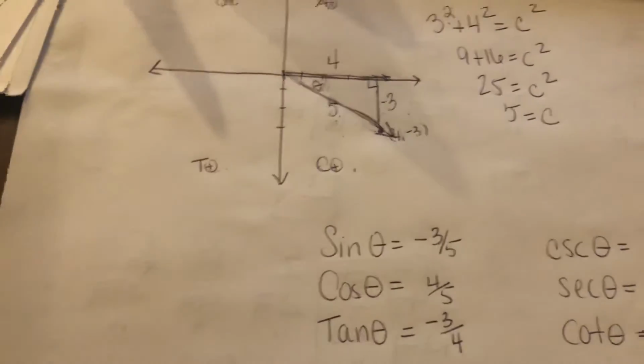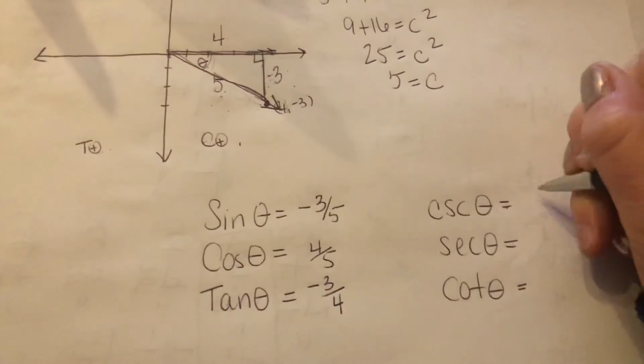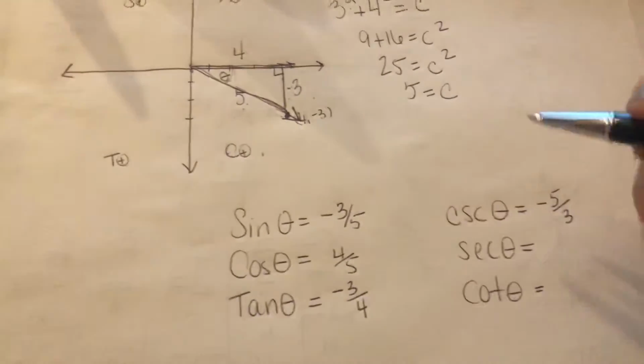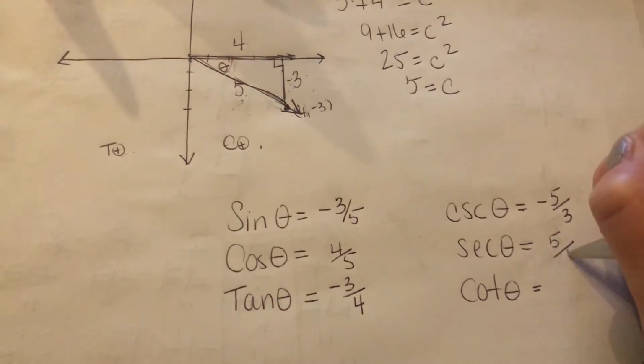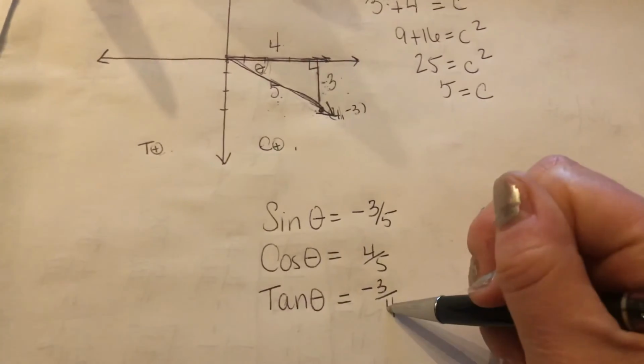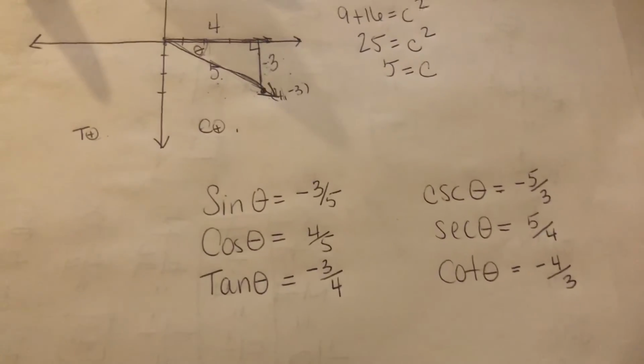Okay, just wait. If my sine is negative, then my cosecant is also negative, but it's the reciprocal, so it's -5/3, okay? My secant will be the reciprocal of cosine, so it's 5/4. And then my cotangent, if this is -3/4, my cotangent is -4/3.